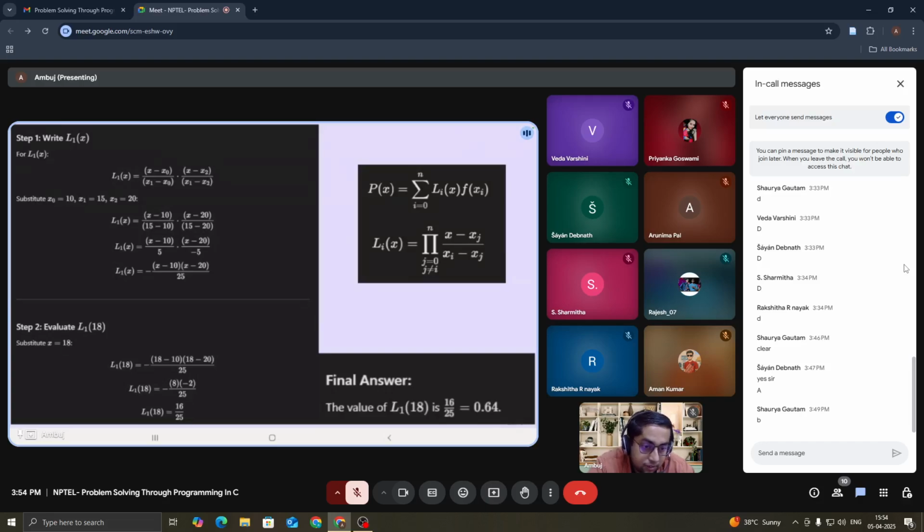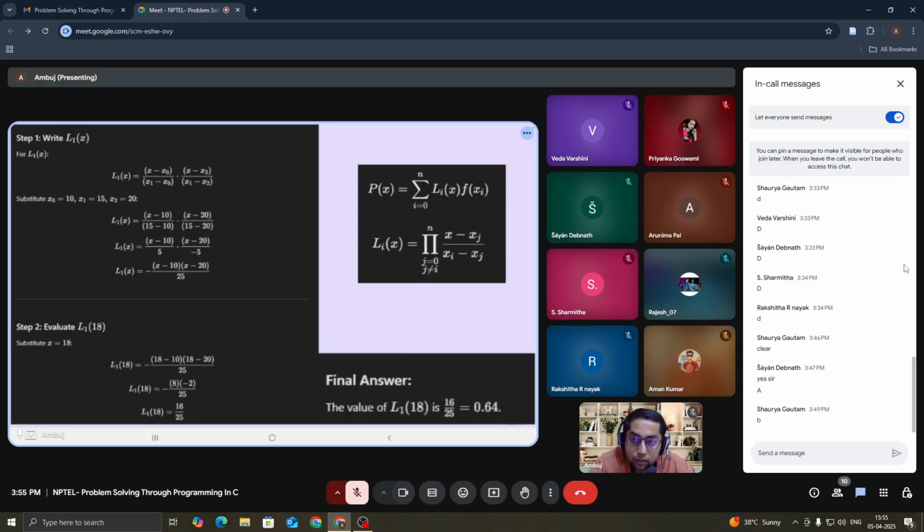Then three different points are there. I cannot proceed with x1, because xj cannot be equal to x1, since j cannot be equal to i. So I'll move to the next term, which will be (x minus x2) over (x1 minus x2). Only these two terms would be there in the expression L1(x), where I am considering three different points x0, x1, and x2. I have expanded the expression of L1(x).